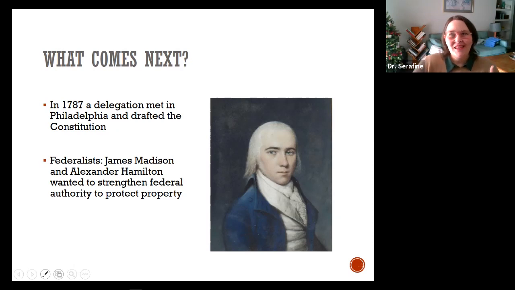Now, you might be a little bit confused. You're like, wait a second, didn't Madison also write the Bill of Rights because he was concerned with a too powerful central government? Yes. By 1791, Madison, depicted here, baby-faced Madison, has become an anti-federalist, largely because of his opposition to Hamilton. Okay.